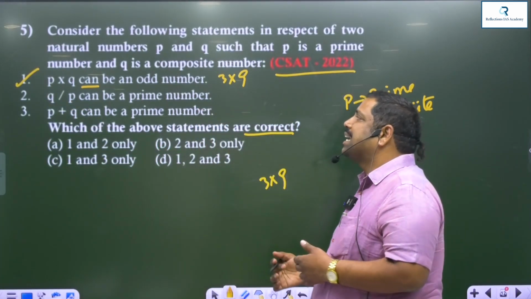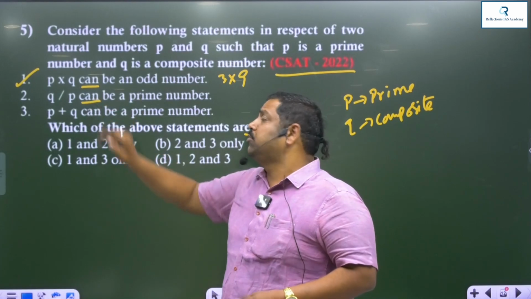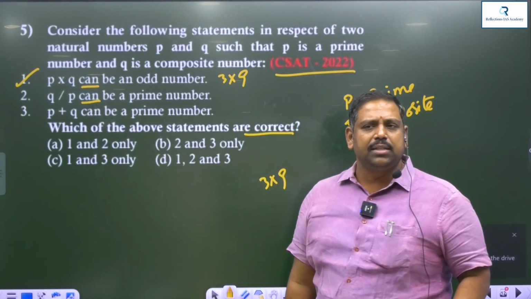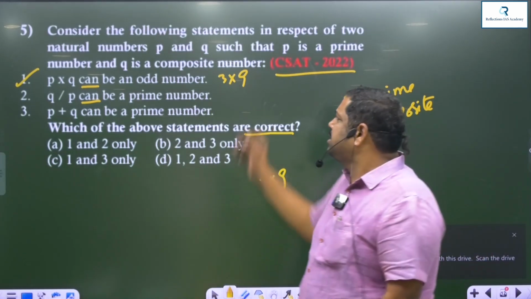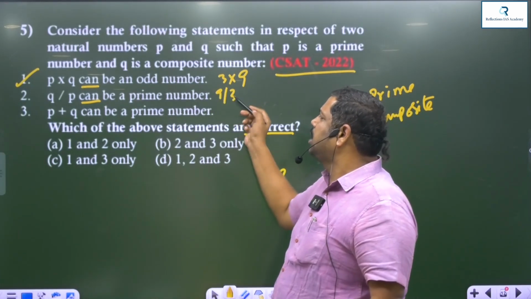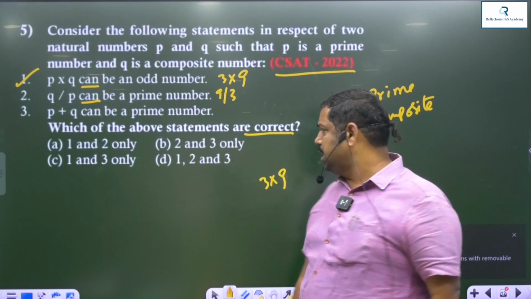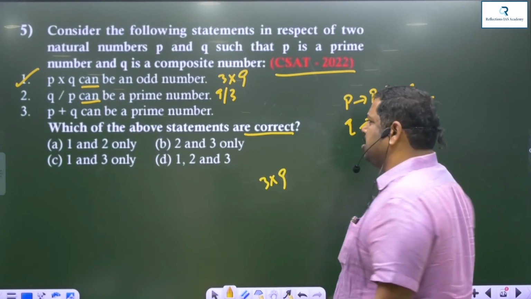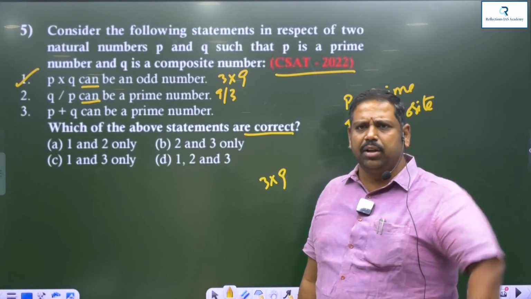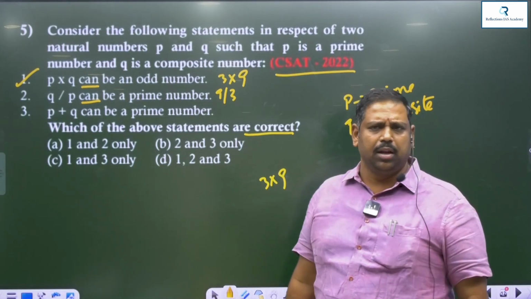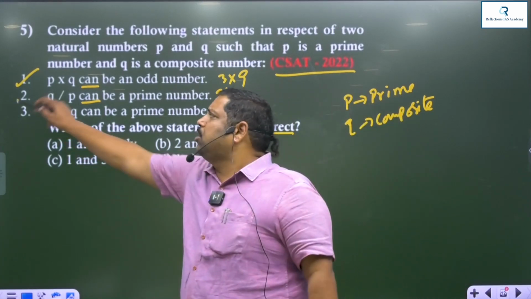Q by P can be a prime number. Again, he has used the word can. Can means possibility, right or wrong? Okay, good. So the same numbers, if I take 9 by 3, will it work happily? Yes or no? Or else you can take 15 by 3. Yes or no? Or else 21 by 7. So many possibilities are there. Okay, good. Anyhow, so is it a possibility or not?